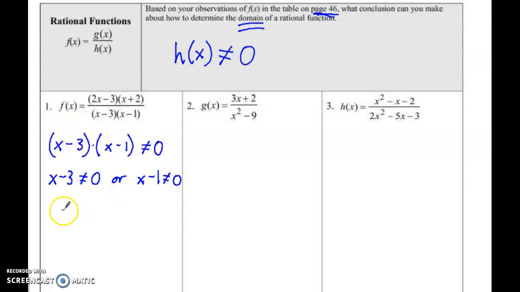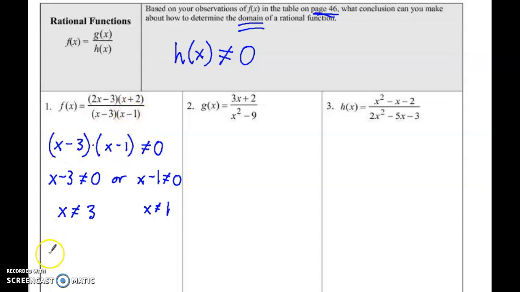So now all you have to do is add 3 over. Well, 0 plus 3 is 3. Add 1 over. 0 plus 1 is 1. I'm sure you remember that if these are your factors, then your solution is the opposite.